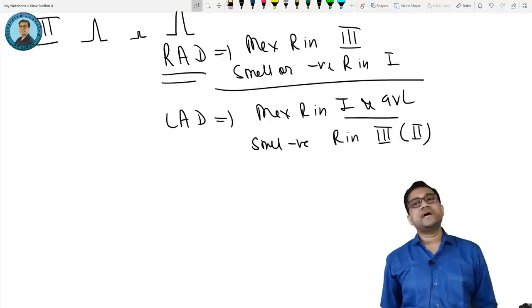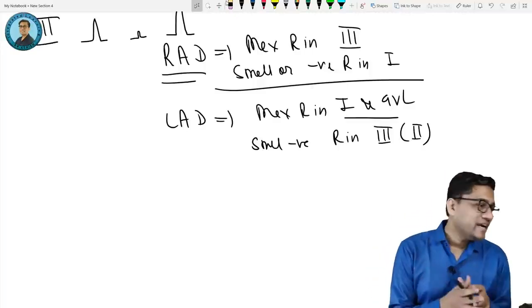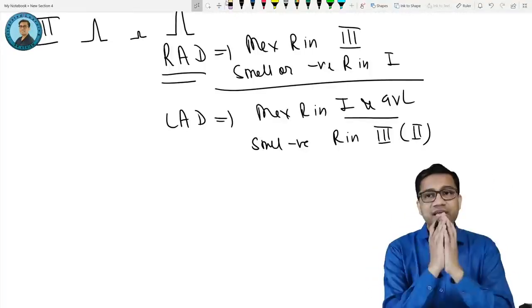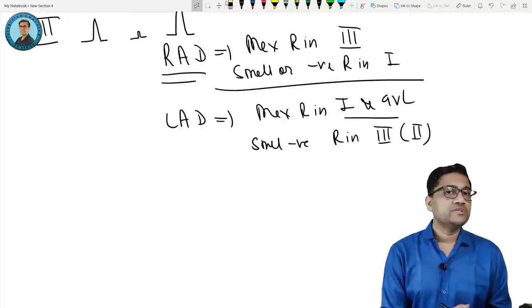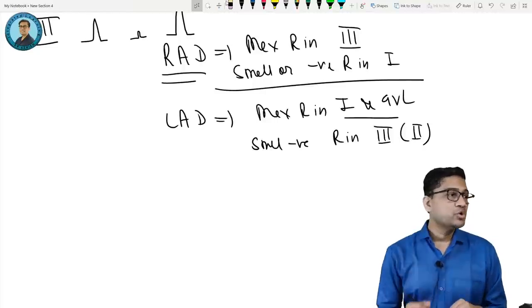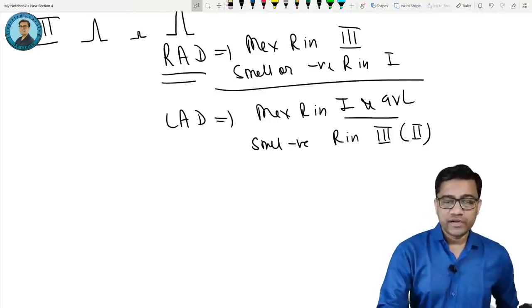So where is the wave bigger? That decides if it is right axis or left axis. Clear? Easy? Okay. So I will show you some graphs and now it's up to you to diagnose and tell me. So let's do the diagnosis part.